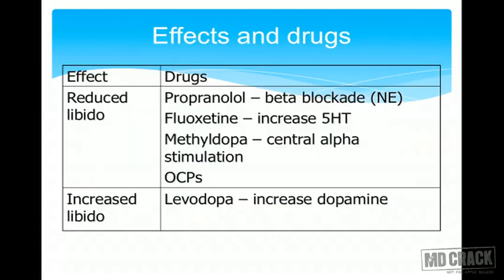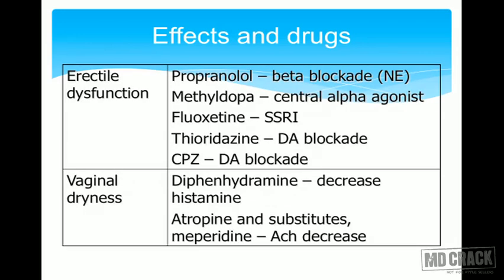Now you have a table. On the left side you have an effect, and on the right side you have the drug or medication which is responsible. Reduced libido is produced by beta blockers, that's propranolol, through the effect on norepinephrine. Fluoxetine, which increases 5-HT, leads to reduced libido. Methyldopa reduces central alpha stimulation, and this leads to reduced libido. And oral contraceptive pills can also decrease the libido. Libido is increased by drugs like levodopa, which increases dopamine.